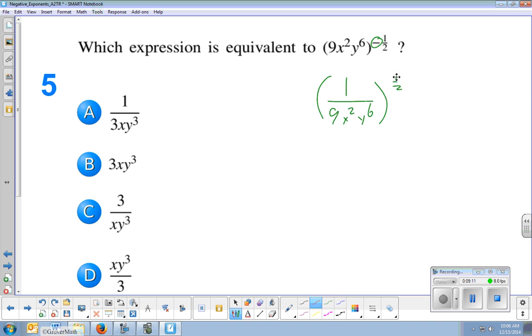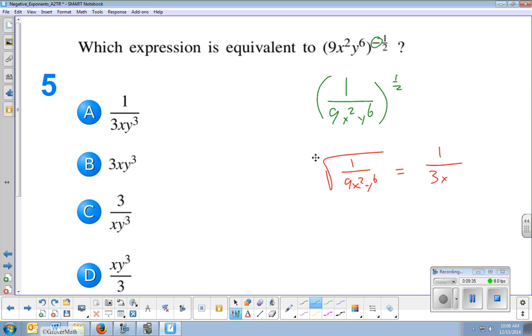And we know from fraction exponents from yesterday that the bottom is our power. So this 2 really means the square root of 1 over 9x squared y to the 6th. And the 1 on top means raised to the 1, which doesn't really do much. So we're square rooting all this stuff. And the square root of 1 is 1. The square root of 9 is 3. The square root of x squared is x.